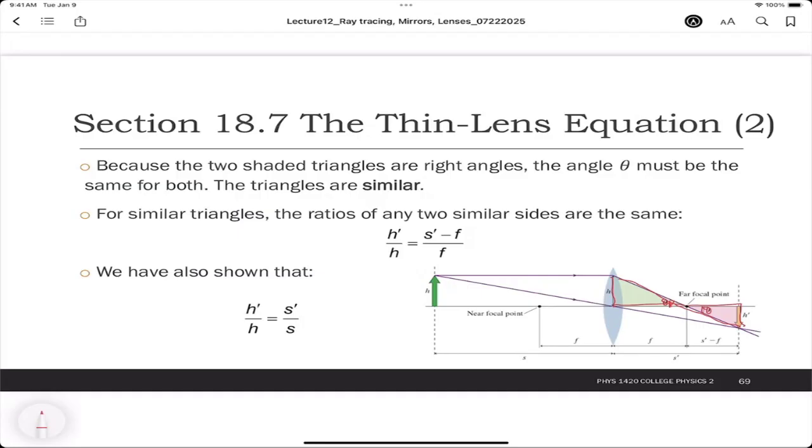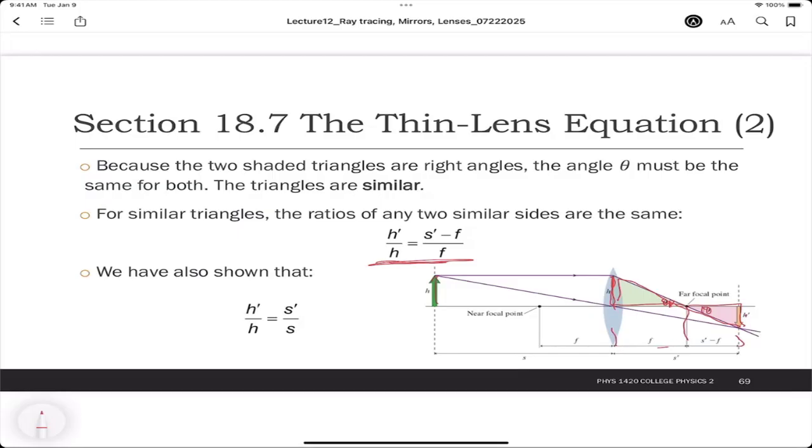This is h, this is h dot, and this is the focal length f, and this is s dot minus f. So we can get this equation: h dot divided by h equals s dot minus f divided by f.